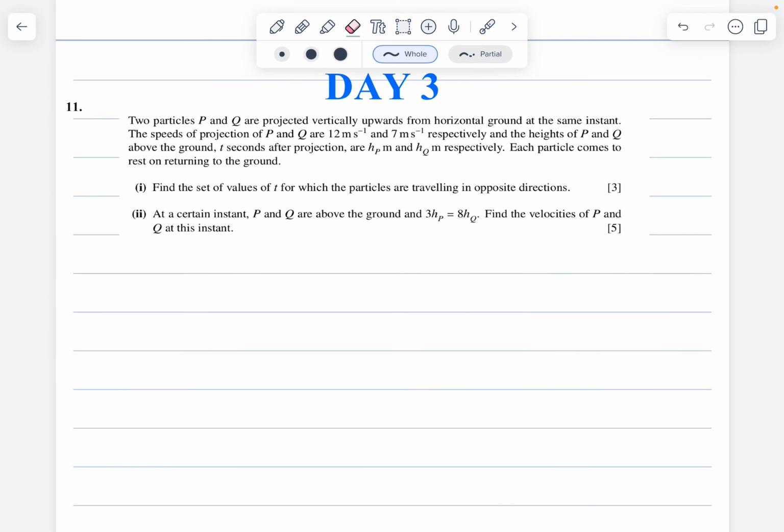So welcome. This is 5 day questions for A level mechanics 1. Question for day 3. In day 1 and 2 we had done question number 1 to 10. Now day 3, question number 11.